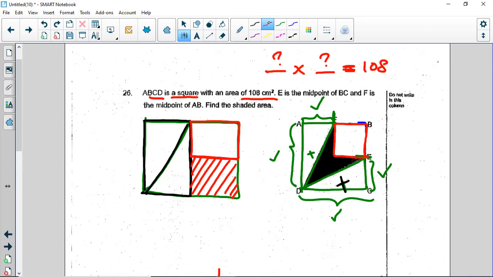But you still can't find the shaded part. So you will need to do 108 divided by 4. But you will need to cut the big square into 4 similar parts. That's why divide by 4. All right, that's why divide by 4. Okay, got it now? Understand?